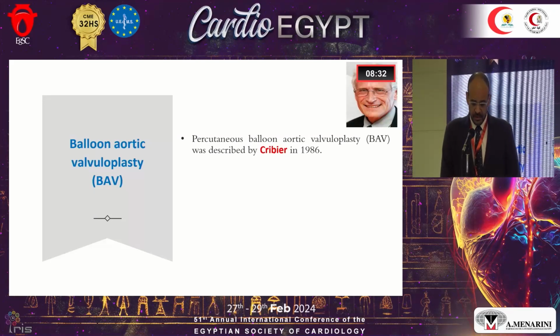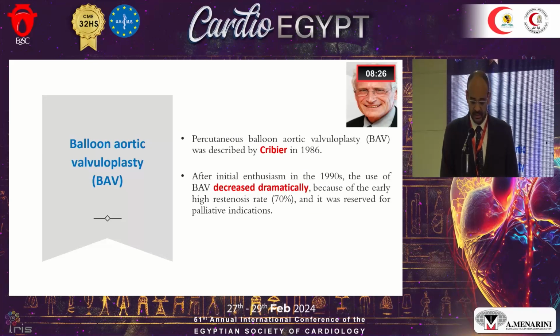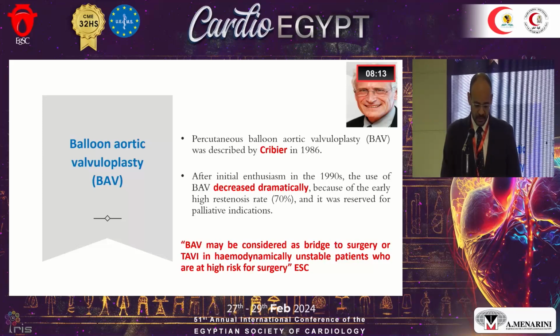Balloon aortic valvuloplasty was described by Alan Cribier in 1986. After initial enthusiasm in the 90s, the use of balloon aortic valvuloplasty dramatically decreased because of the early high restenosis rate, and it was reserved just for palliative indication. As mentioned by the ACC guidelines, balloon aortic valvuloplasty may be considered as a bridge to surgery or TAVI in hemodynamically unstable patients who are at high risk of surgery.